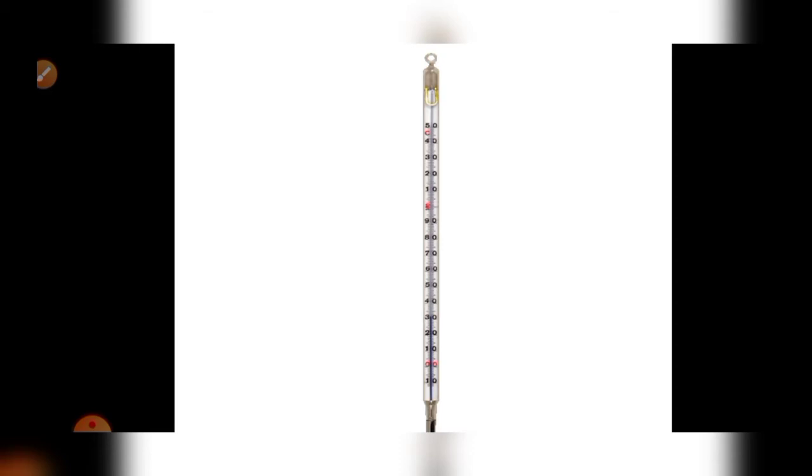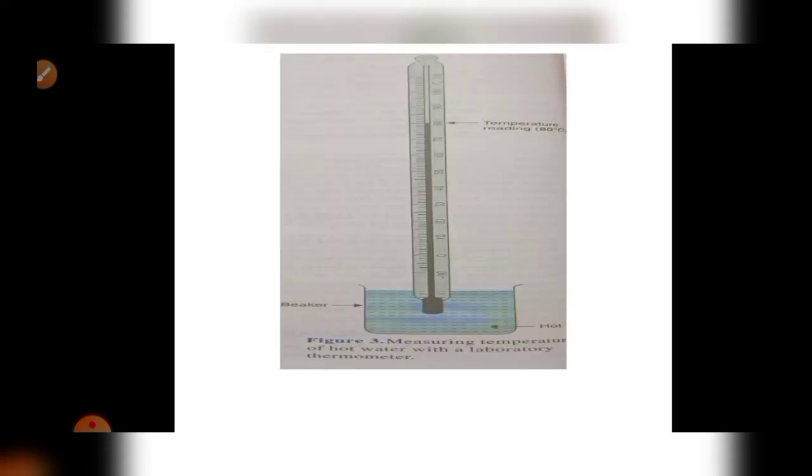Now, we will describe how temperature is measured by using a laboratory thermometer. We will measure the temperature of hot water kept in a beaker. Take a laboratory thermometer, hold it by its glass tube and immerse the bulb of the thermometer in the hot water. The bulb of the thermometer should not touch the sides or the bottom of the beaker.